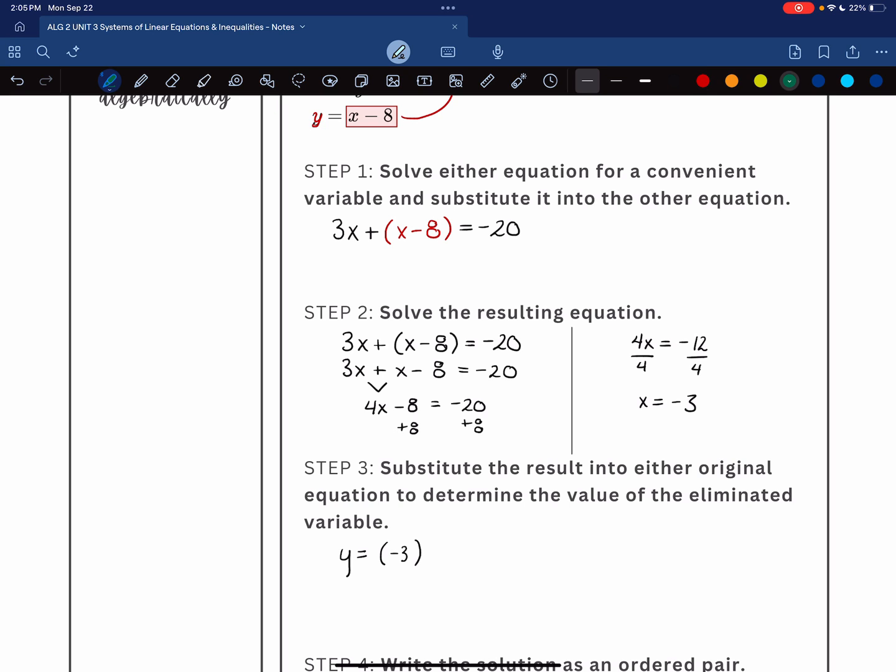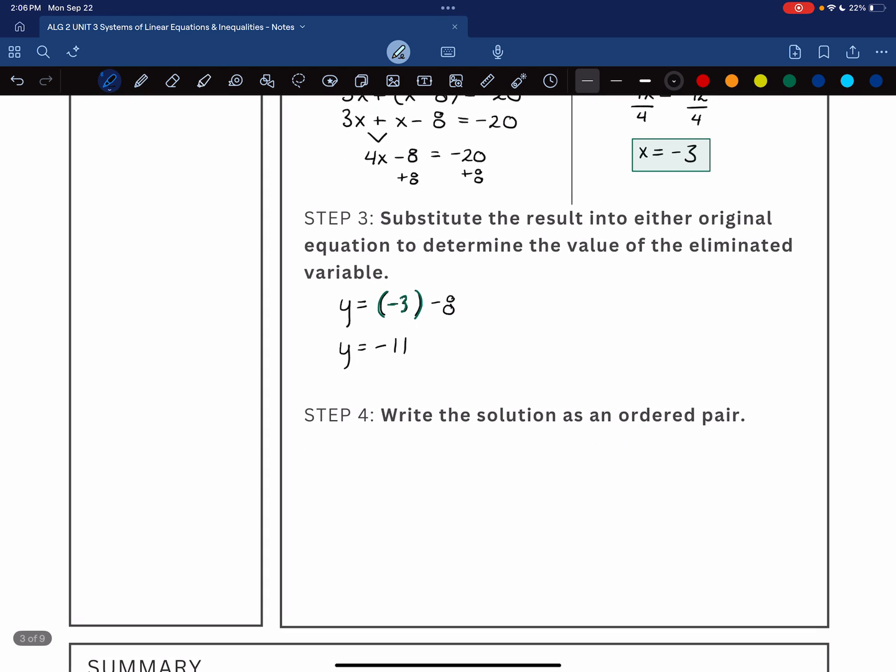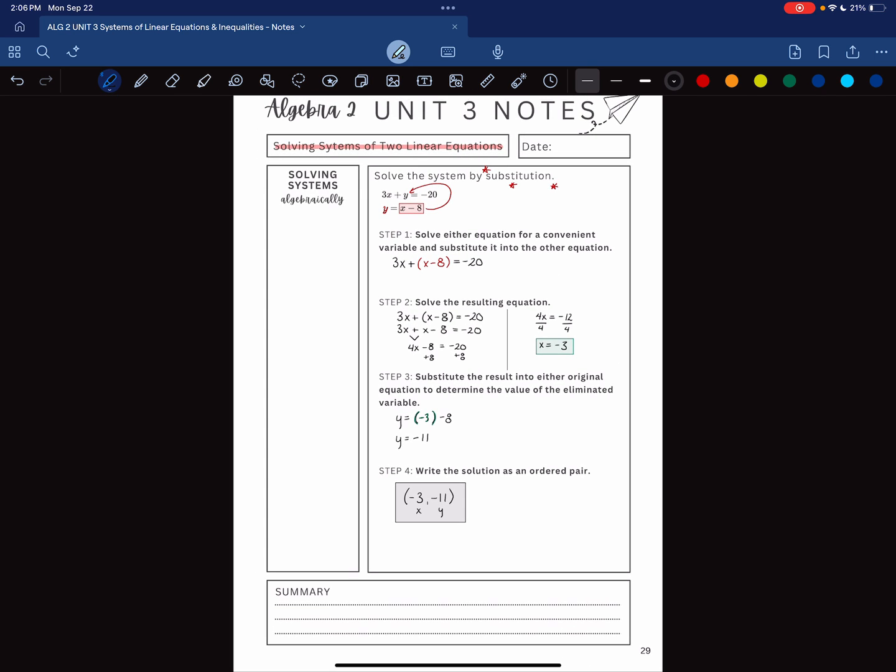Again, let me do this right here. This is our value of x, and so that's what's going right here, negative 3. And then subtract 8 from that. And so that means that our value for y is negative 11. You're going to write the solution as an ordered pair. X value always comes first, and then your y value. And that, ladies and gentlemen, is solving by substitution. There you go.